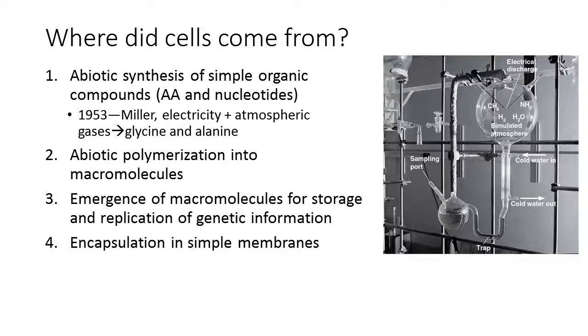And the fourth component is encapsulation in simple membranes. So all of our cells that we know of have some sort of membrane on the outside. So something had to encapsulate all of these things to make it into a cell type form.